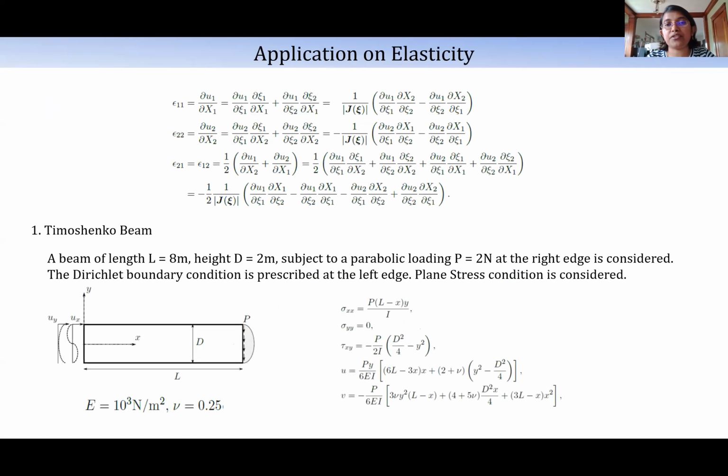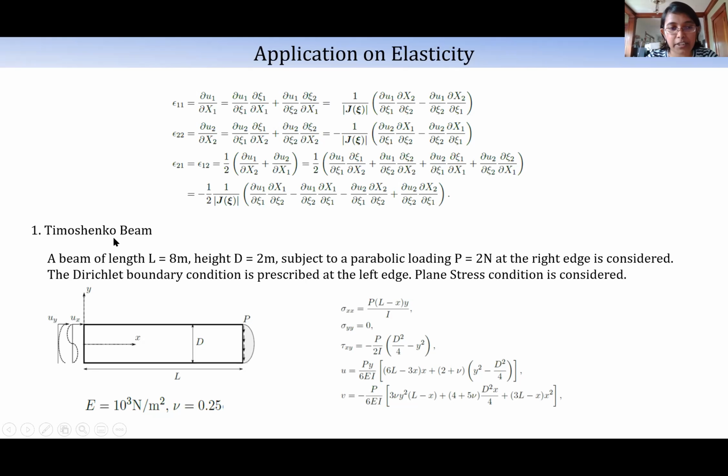Now, they have shown applications on elasticity first. So here they have mentioned the elasticity in epsilon 1, epsilon 2, and epsilon 3. This is the basic plane strain problem, which is why epsilon 3 is 0. Now, in the first problem, they have shown how they have converted the formulation from the physical domain to the parametric domain.